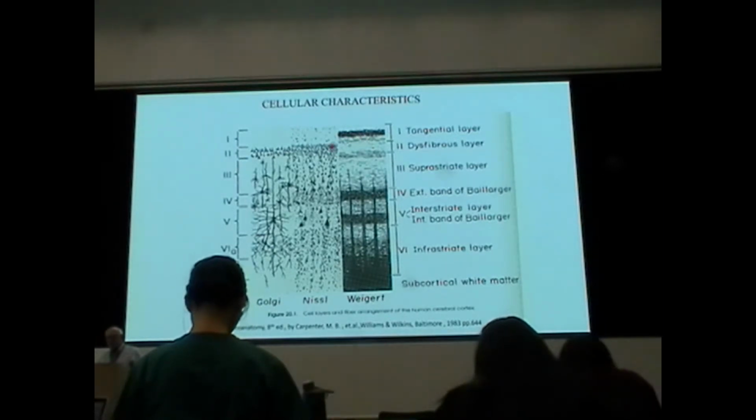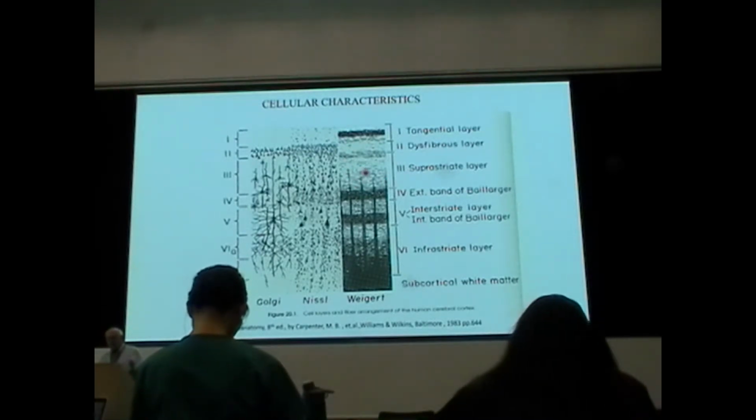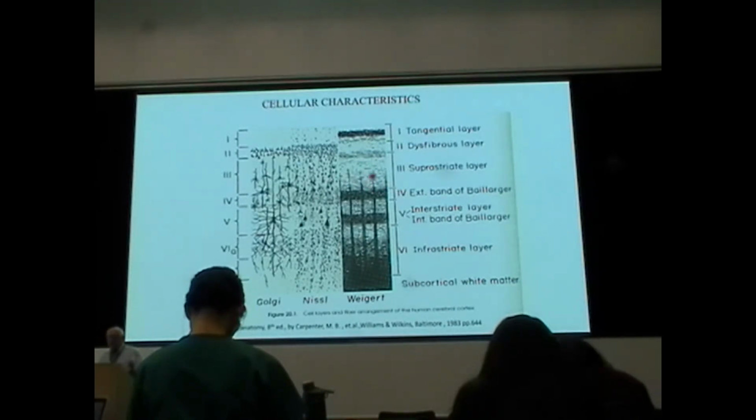Then we go down here. These cells are pretty much in layer 2. There's not a lot of fibers, so they call this the dysfibrous layer. Then we start to pick up a lot of fibers, both fibers coming in or going to deeper centers, and a lot of crossing in here. In particular, in this area referred to as the external banded bilayer, these are called the superior striate group of fibers, where we first see a lot of interconnections between these layers, in particular layer 3 and layer 4.